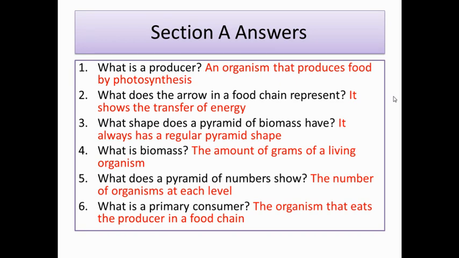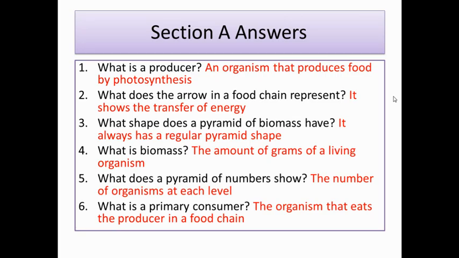Okay, so we've gone through that content. Hopefully you've gotten that right now and you've improved. That would be brilliant. What is biomass? It's the amount of grams of a living organism. What does a pyramid of numbers show? It shows the number of organisms at each level. What's a primary consumer? It's the organism that eats the producer in a food chain.